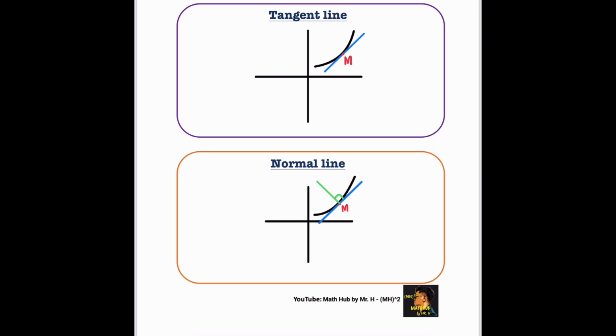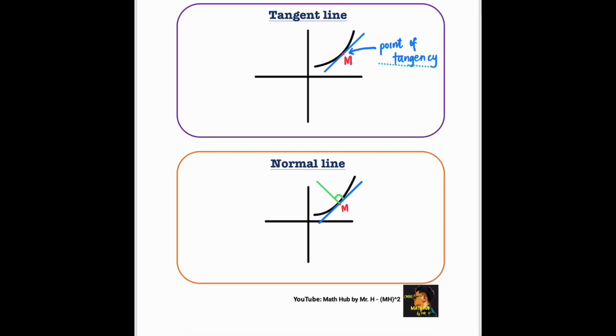Alright, so for this diagram above, we have here the curve, and the tangent line is the blue line. So the tangent line touches the curve at exactly one point, and that's point M. Alright, and we can call that the point of tangency. Every point on the curve has a tangent to it.